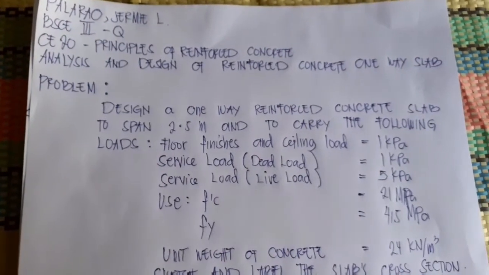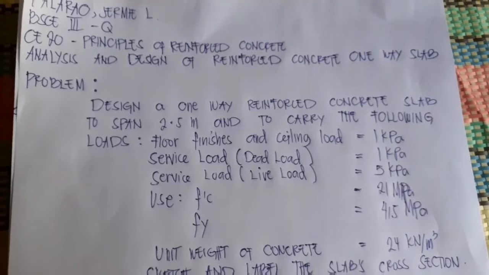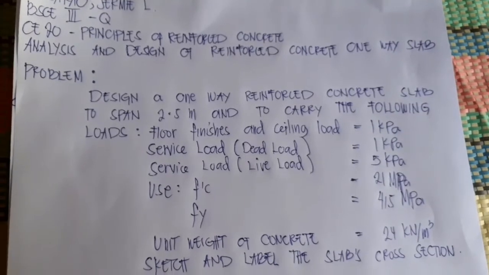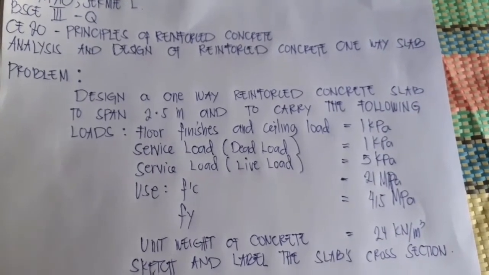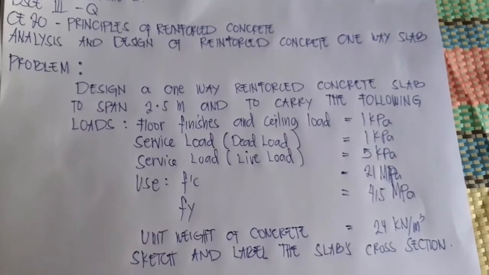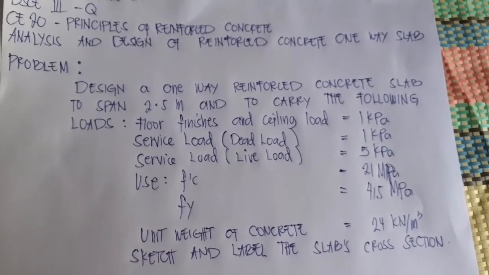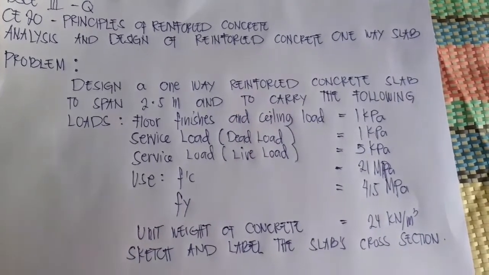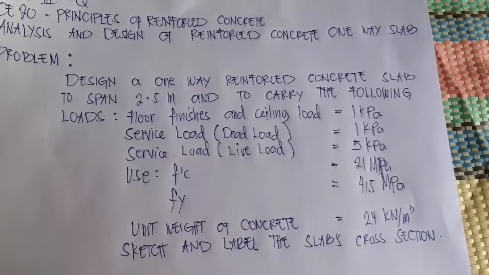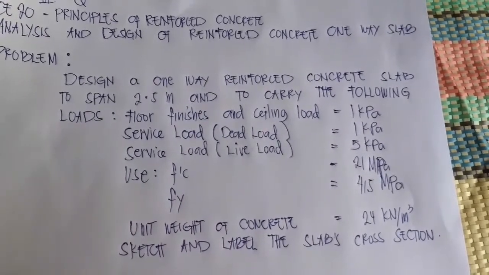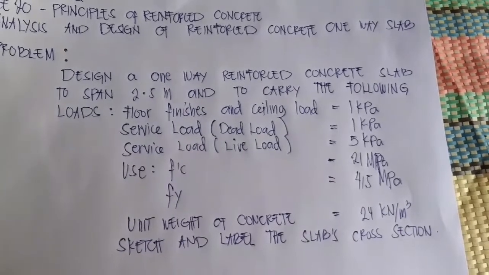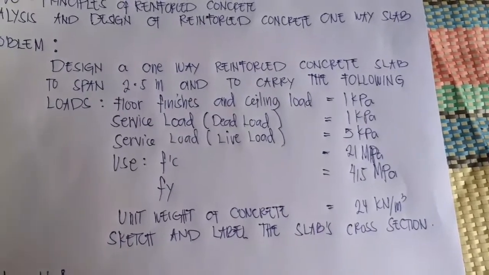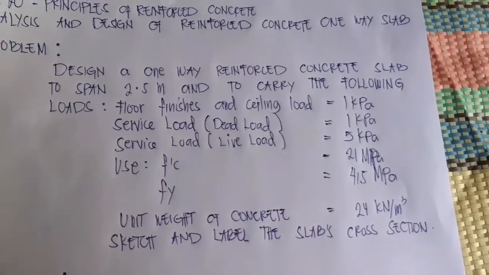So the problem: design a one-way reinforced concrete slab to span 2.5 meters and to carry the following loads. Floor finishes and ceiling load is 1 kilopascal, service dead load is 1 kilopascal, and live load is 5 kilopascal. Use f'c equal to 21 megapascal and fy equal to 415 megapascal, and the unit weight of concrete is 24 kilonewton per cubic meter. Then sketch the cross section.